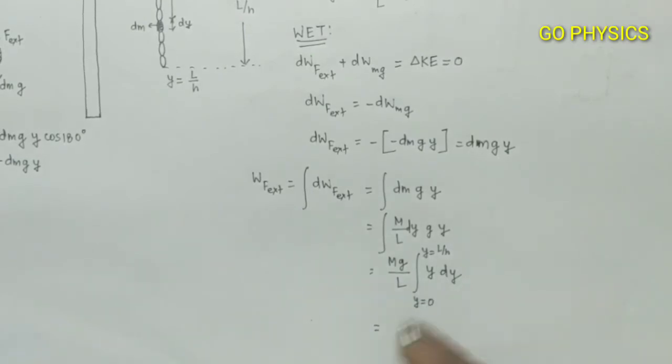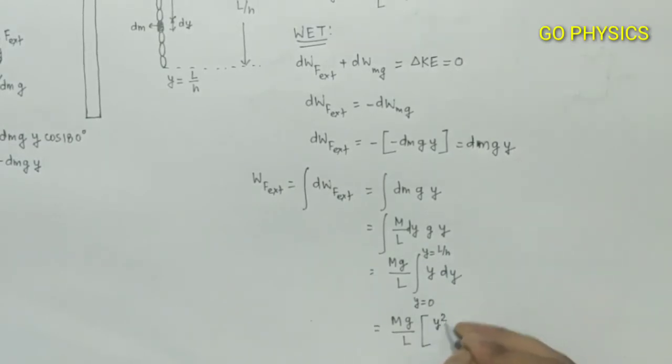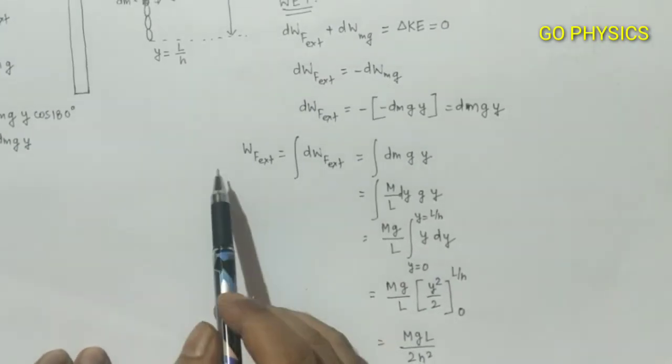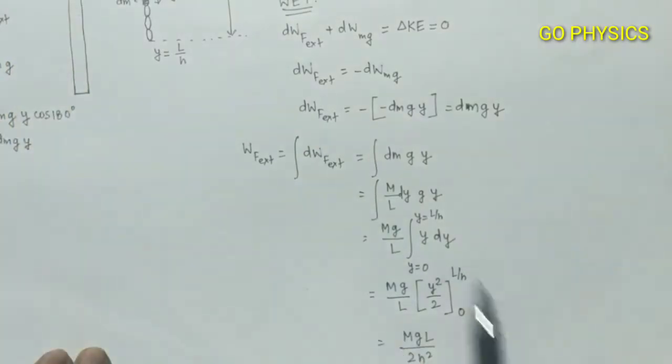Now we are going to integrate this. So mg by L, integration of y with dy is y squared by 2. Upper limit is L by n, lower limit is 0. Now put the upper limit and then the lower limit. So we will get mgL by 2n squared. So this is the total work done by the external force to bring the hanging part over the table.